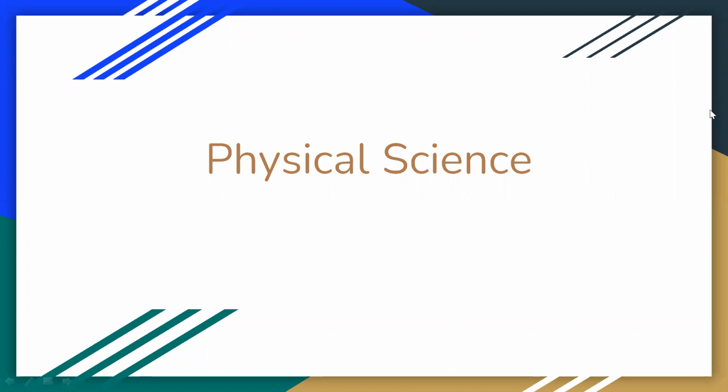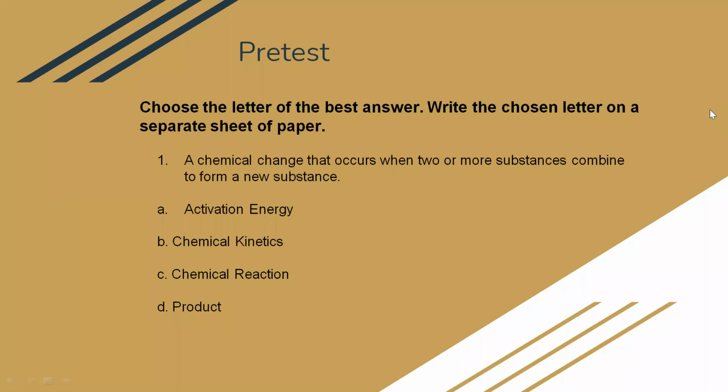So, before we start, we'll be having our pre-test. Choose the letter of the best answer. Write the chosen letter on a separate sheet of paper. 1. A chemical change that occurs when two or more substances combine to form a new substance. A. Activation energy. B. Chemical kinetics. C. Chemical reaction. D. Product. That is letter C.